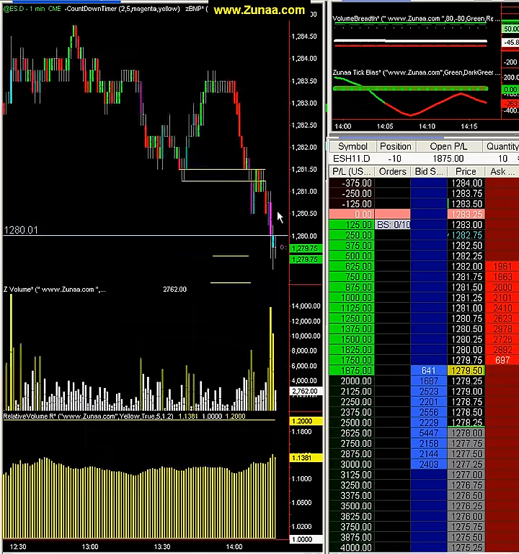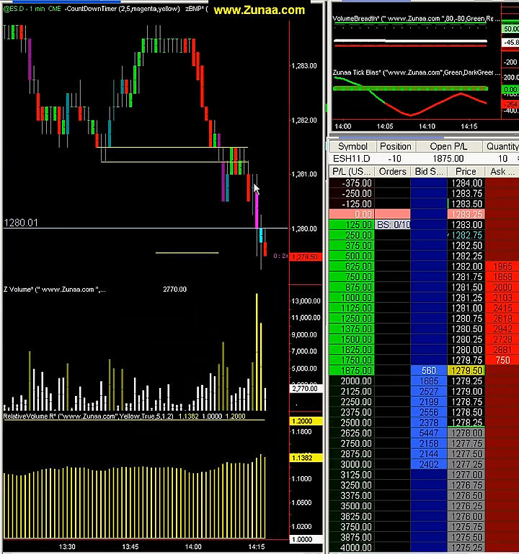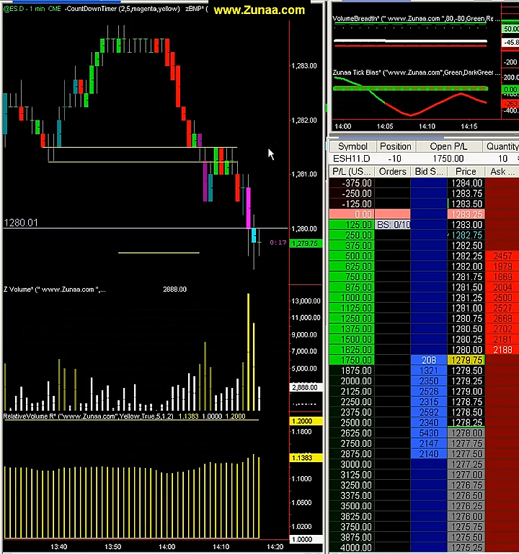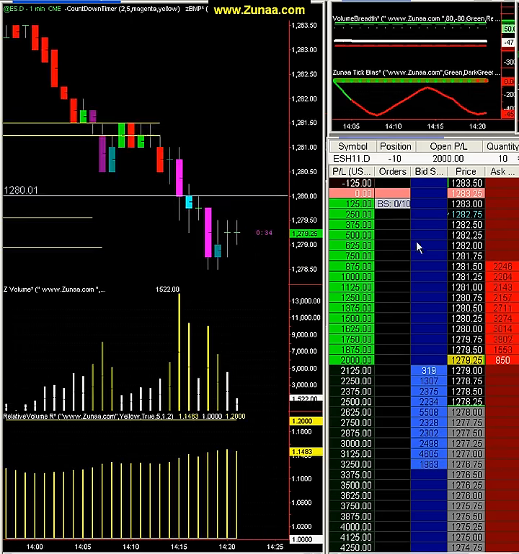The only thing that's keeping me in this trade is that they're buying the S&Ps, but they're not buying the other E-minis, and that's what's keeping me in this trade. This is an area where if we break these lows, this trade will run big time.